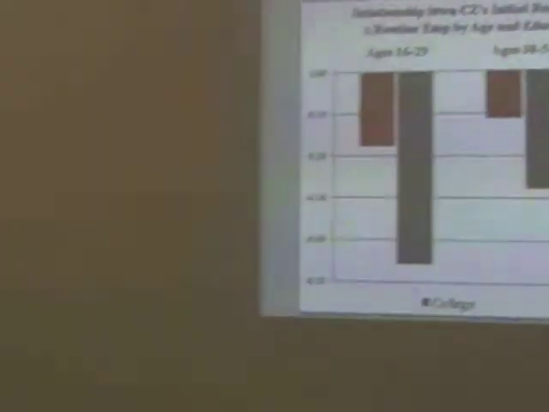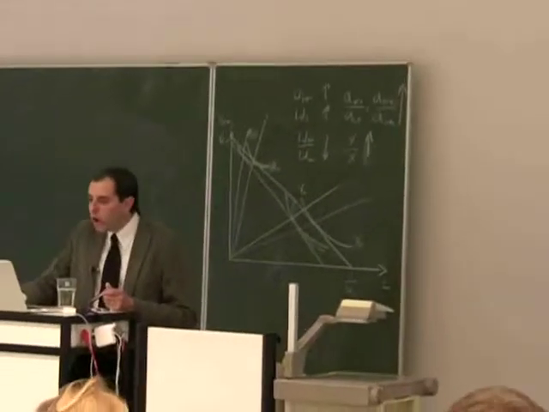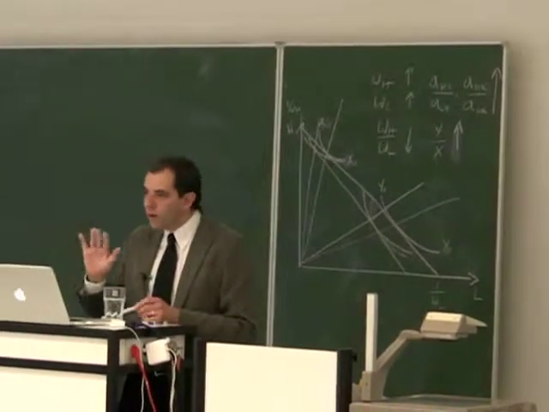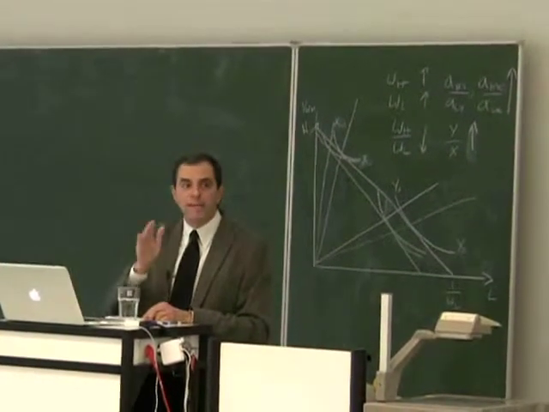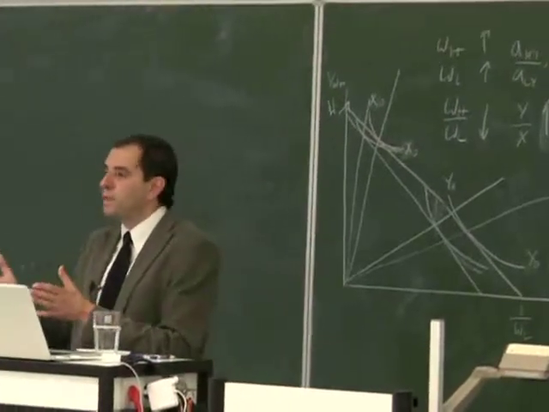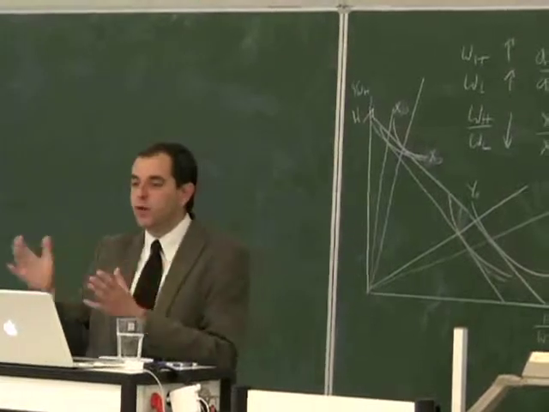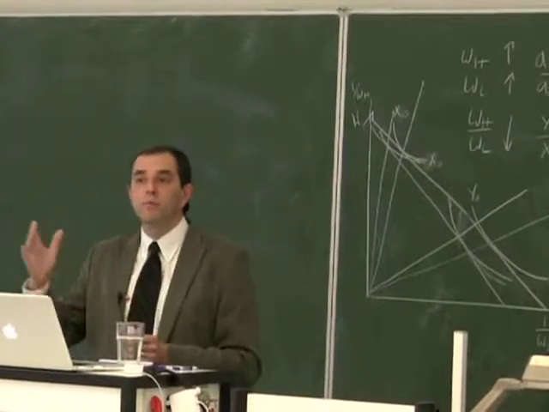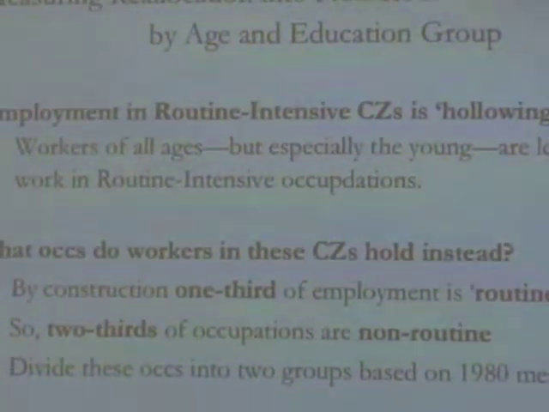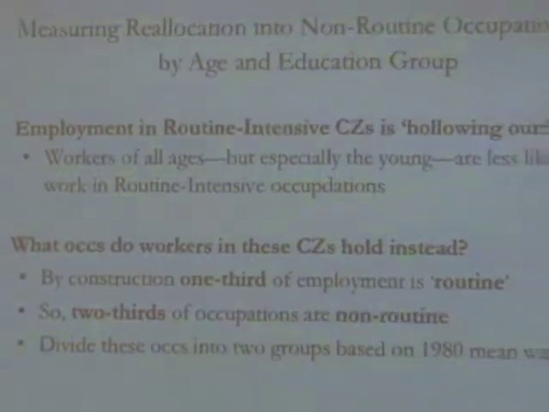So then you might ask, where do they go? So where do these workers go? Now let me make it clear, we're not following the same workers over time. We're looking at people of the same age at different times. So we're saying compare the employment of people aged 16 to 25 in 1980 to the employment of people 16 to 25 in 2005 and ask how their occupational structure differs across places, right? So this is not a cohort analysis.